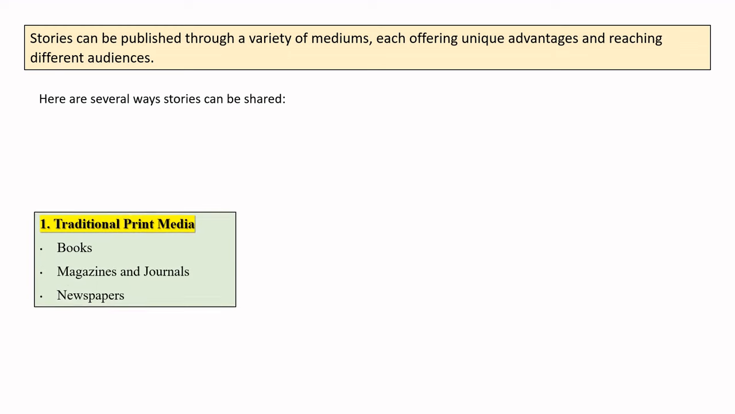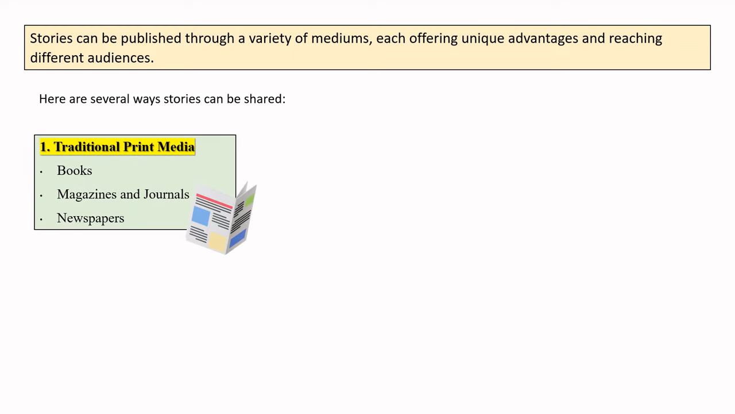Number 1. Traditional print media. Books. Novels, anthologies, and novellas can be published in hardback or paperback formats through traditional or self-publishing routes. Magazines and journals. Literary magazines, genre-specific journals, or mainstream periodicals. Newspapers. Short stories, serials, or opinion pieces with a narrative structure.